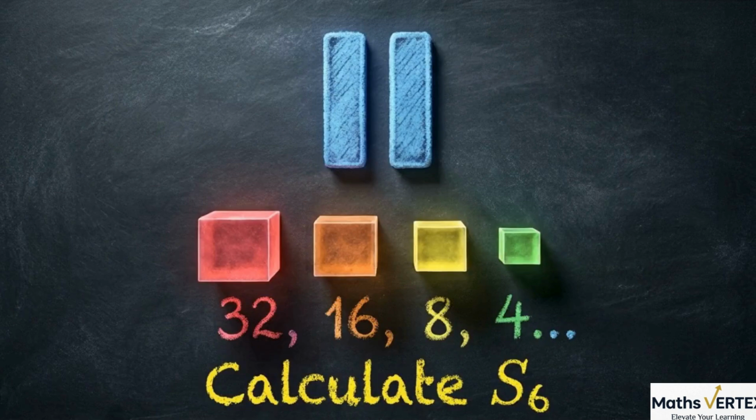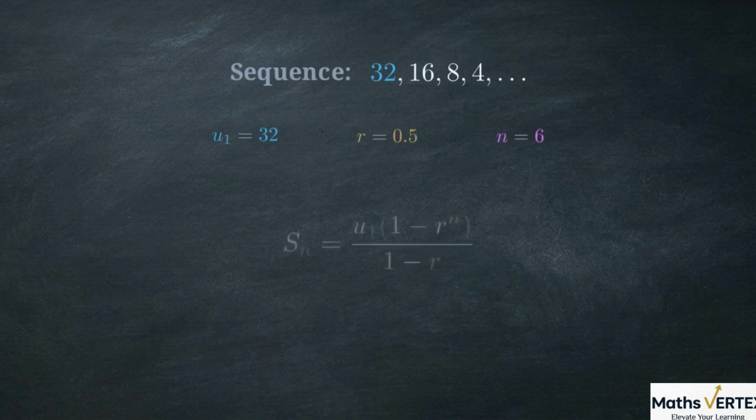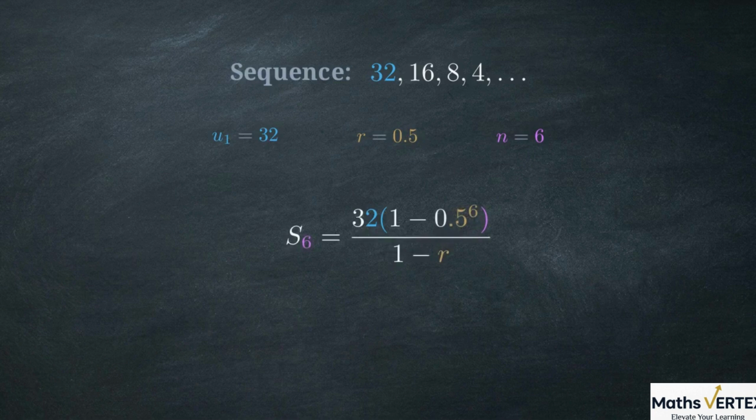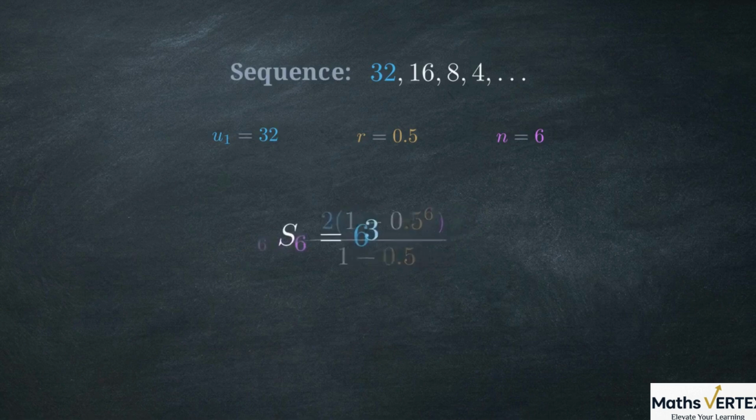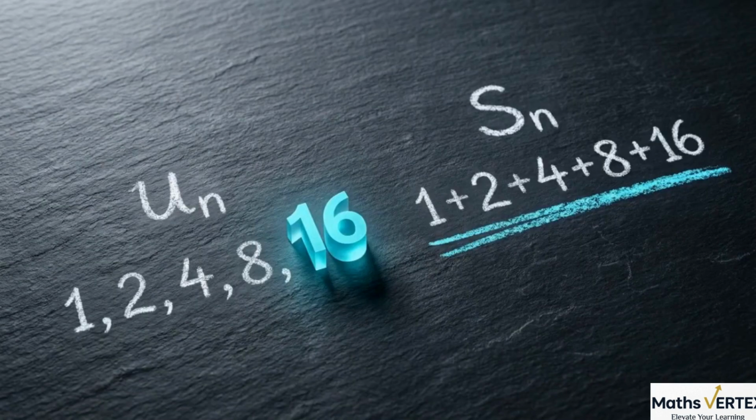Let's try it. Pause the video and calculate the sum of the first 6 terms of this sequence using the formula. Since our ratio is 1/2, we use the version with 1 minus r. We multiply the first term, 32, by 1 minus 0.5 to the 6th power, divided by 1 minus 0.5. The result is exactly 63. Using these formulas, you can pinpoint any specific term or calculate a total sum within a sequence's finite span.